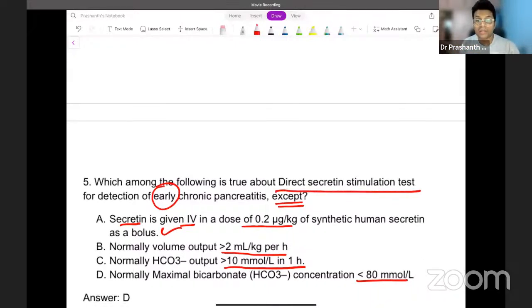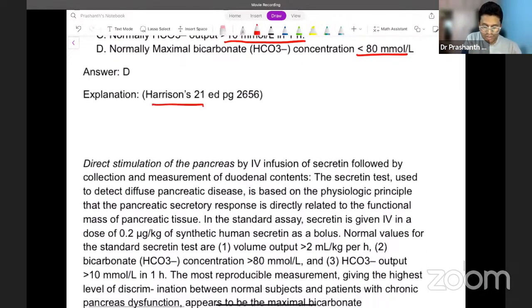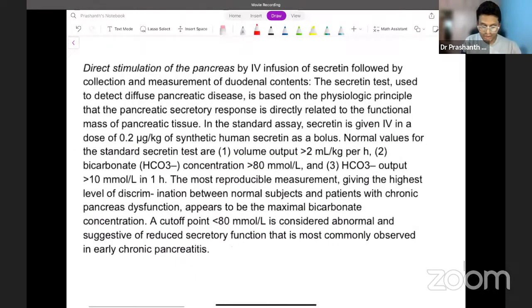the direct secretin stimulation test is an important test to detect early pancreatitis. The functional capacity of pancreas is reduced at a much early stage. So what is basically done, again, this is from Harrison, it's mentioned clearly in page number 2656. What they say is about the dose has been mentioned, 0.2 microgram per kg of synthetic human secretin given as bolus. Now, what is normal values?